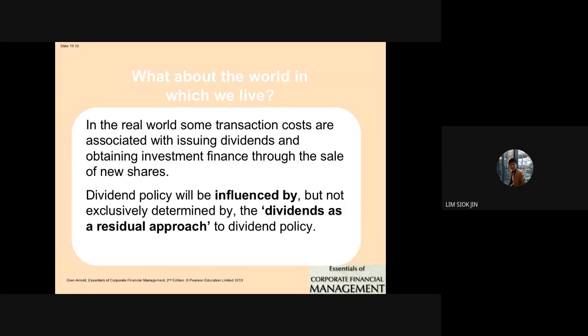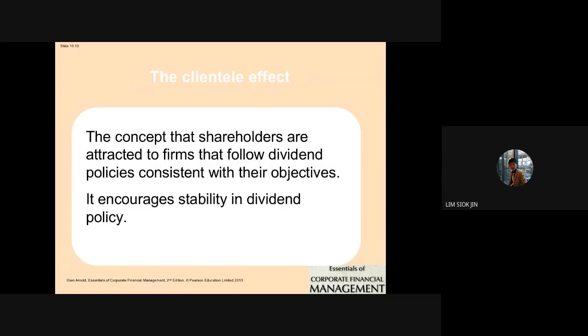If you give back, why? If you reinvest, why? Which one will increase your shareholders' wealth in the long run? If you can reinvest and you can make a higher return, then of course you reinvest. If you reinvest and you make a lower return, then of course do not reinvest. You give back the money to the shareholder. So all these have to be considered.